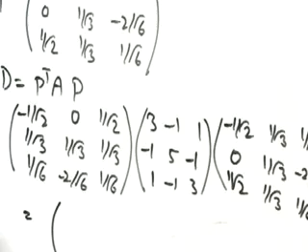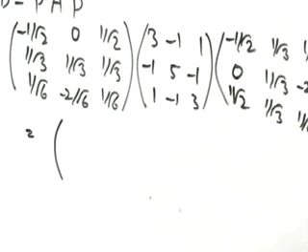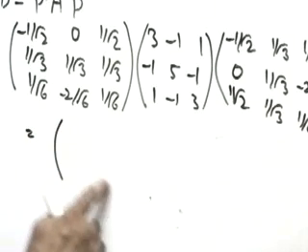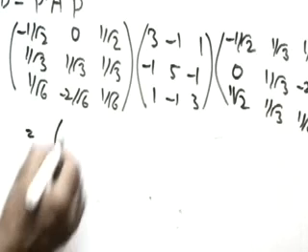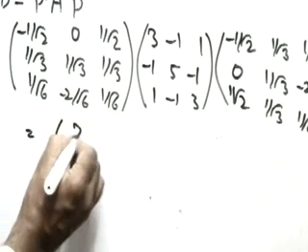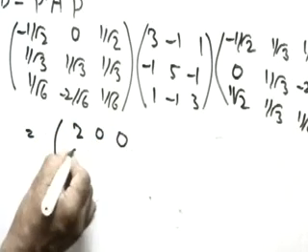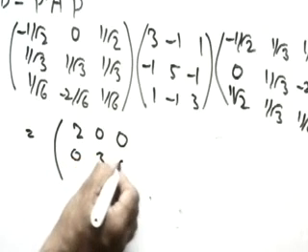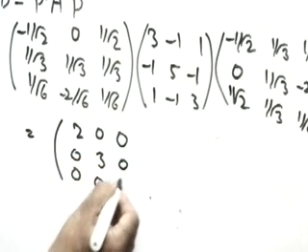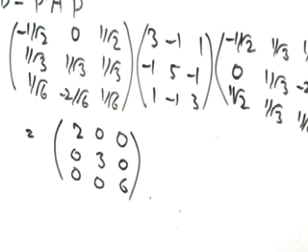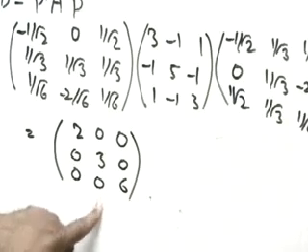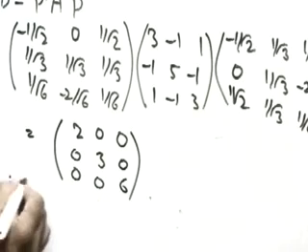If you multiply this, we already discussed this in the previous classes, we get the eigenvalues in the diagonal. The remaining will be 0. The first eigenvalue is 2, 0, 0. The second value is 3, 0, 0. This value is 6. So this is the diagonal matrix.